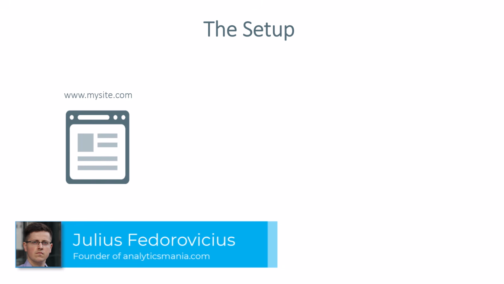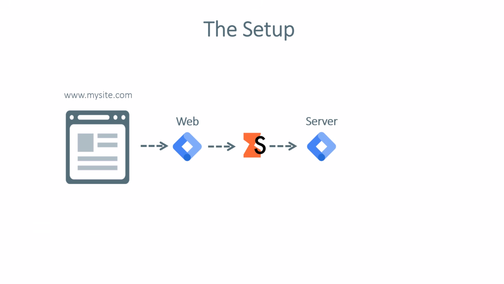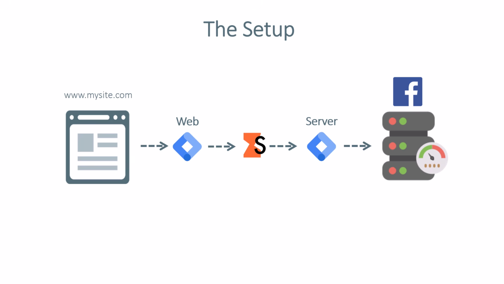You'll have your Shopify website. Then on that website, there is a Google Tag Manager container. Inside that container, we will create data tags developed by Stape, and those tags will be configured to send data to our server-side Google Tag Manager. And then from there, we will send data to Facebook Conversions API.